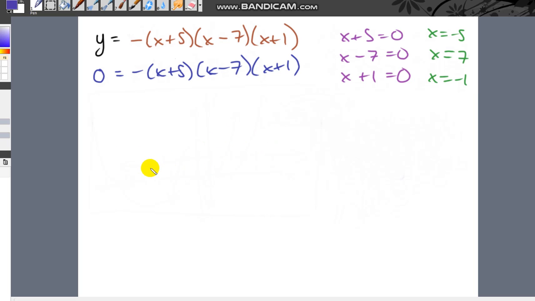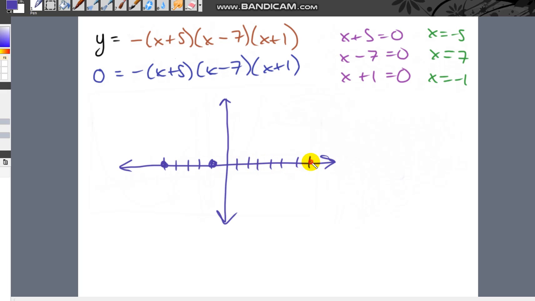Okay, step 2, now what we want to do is we're going to go ahead and try to graph it. So if we try to graph this thing, one of our x-intercepts is going to be at negative 5. Another x-intercept is going to be at negative 1. And our other x-intercept, 1, 2, 3, 4, 5, 6, 7, is going to be at x equals 7.